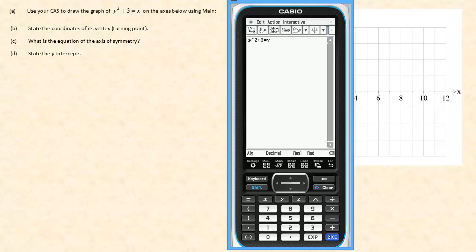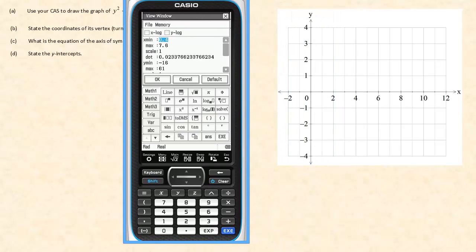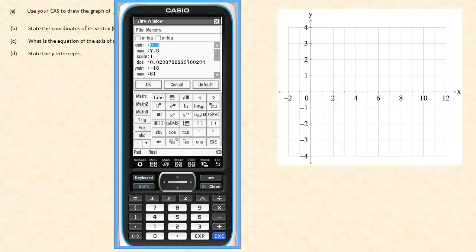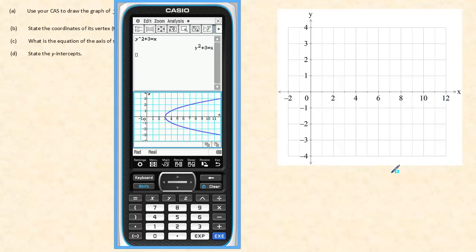equals x. And then we can open a graph window down here, and I can grab this and just drag it in, and it will actually draw it. Now, I might need to change the scale a bit. Let's make the scale look a bit more like the scale I've got. So I've got x going from -2 up to 12, and I've got y going from -4 up to 4. Let's OK that, and that gives us a much better picture.